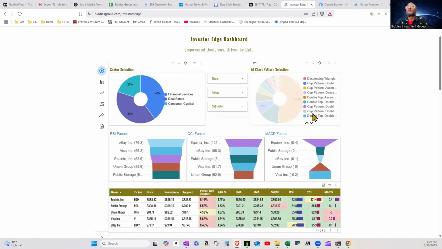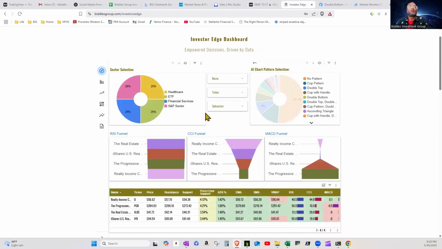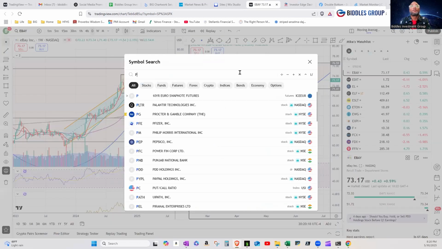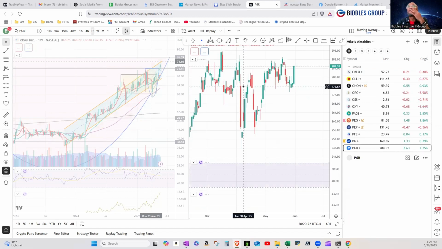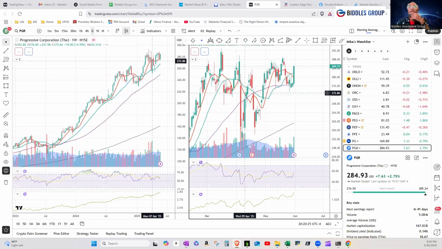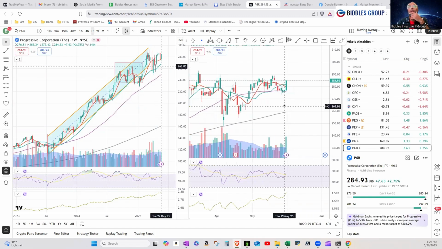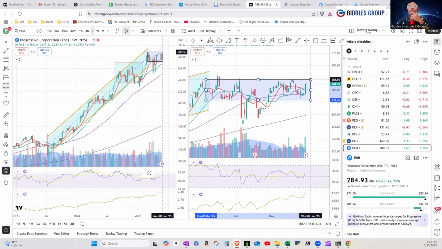Let's just look for cup pattern double bottom. And then let's see, we got Progressive, PGR. Let's see what that's looking like. PGR. So this one kind of completed. This is wild. This is a wild thing here. We see we got this range here. This thing is wild.